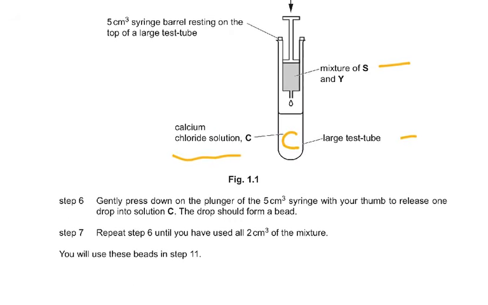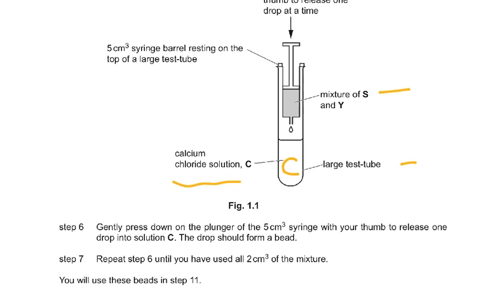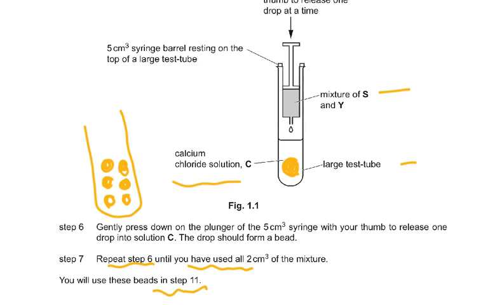Gently press on the plunger of the 5 cm cube syringe with your thumb to release 1 drop into solution 3. The drop should form a bead. So immediately you will see this will form a bead. Repeat step 6 until you have used all the 2 cm cubed. So we have lots and lots of beads now here. You will use these beads in step 11.